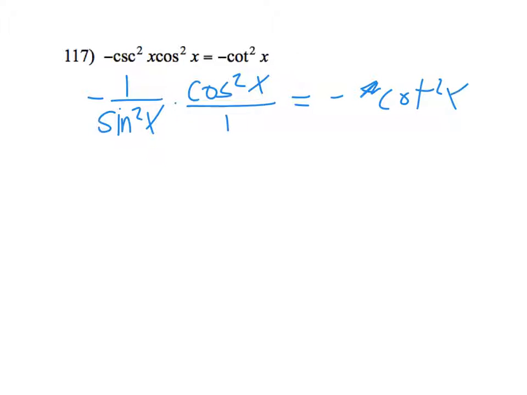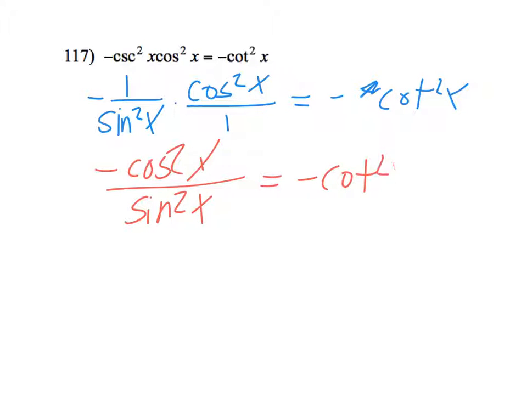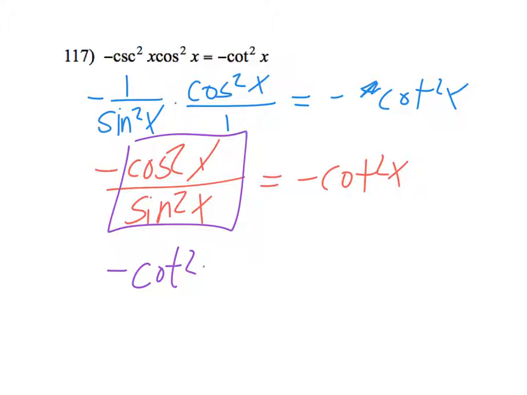Cotangent squared x. I might combine those as a fraction, so that's negative cosine squared x over sine squared x, negative cotangent squared x. All right, and it just so happens that cosine over sine is cotangent, so we get cotangent squared x is equal to negative cotangent squared x, and we're done.